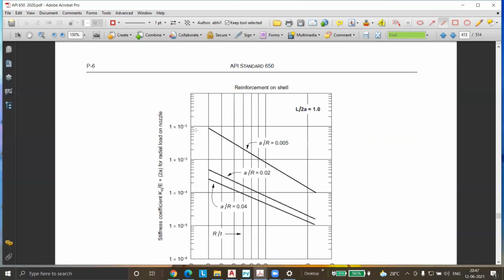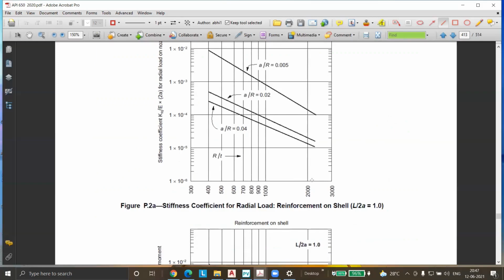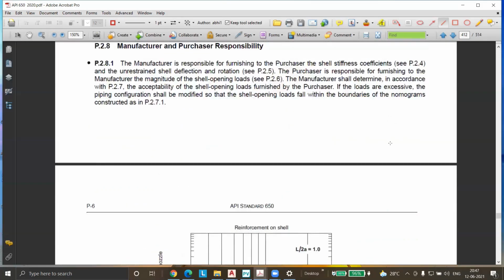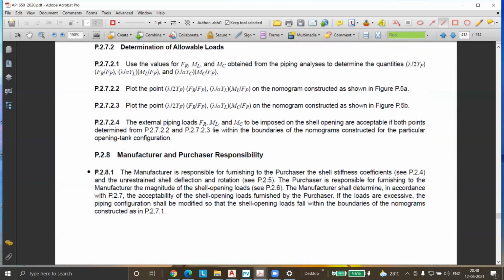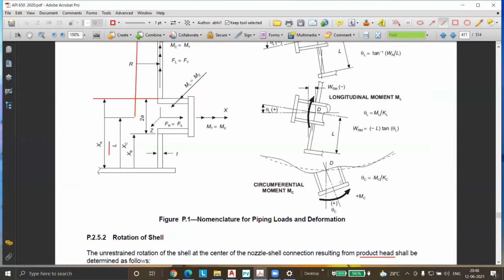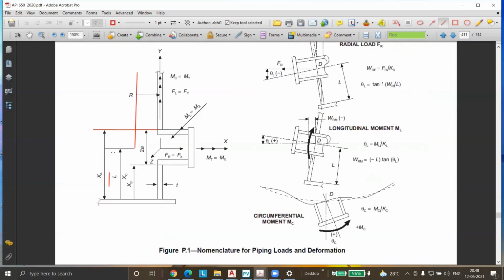Okay, these figures will give me the stiffness coefficient, based on your L by 2A ratio. What is L by 2A? L, if you see, is the height of that nozzle. We saw L, right? This is L. So now you can see that where it is located is also important.